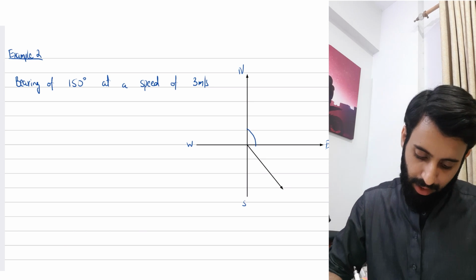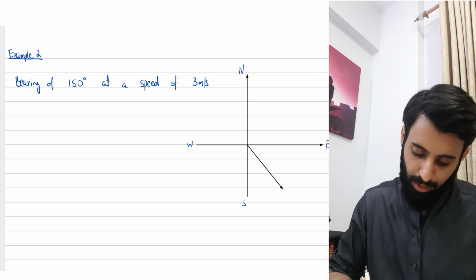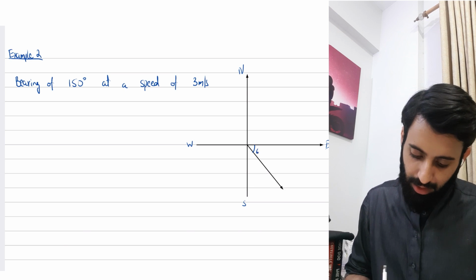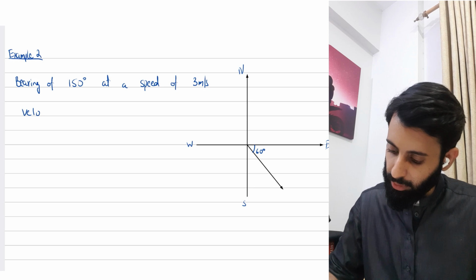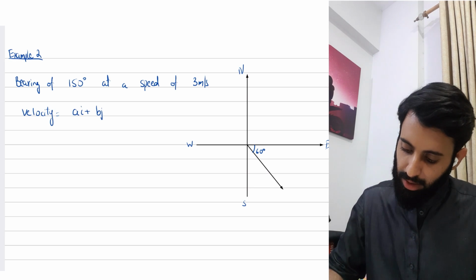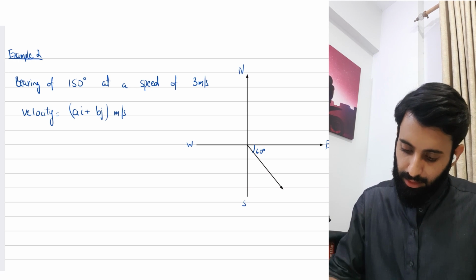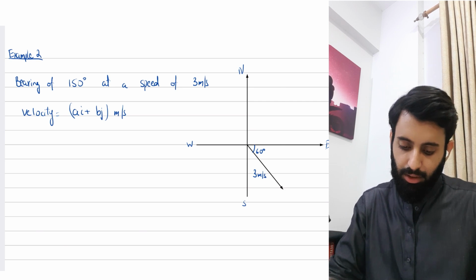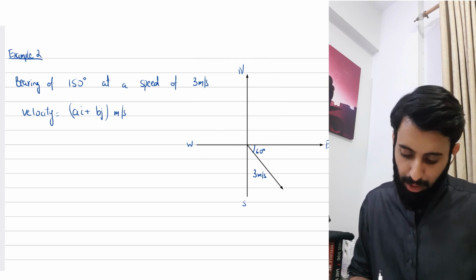Now, we're only interested in the angle that it's making with the horizontal axis. So this is going to be 150 minus 90, which is equal to 60. Now as far as the velocity vector goes, this is what it's going to look like. Velocity is going to look like a times i plus b times j meters per second. And this length that you're looking at is 3 meters per second. The hypotenuse is basically 3. So whenever you're given the speed, it's basically the hypotenuse, and that's something you should be able to figure out instantly.